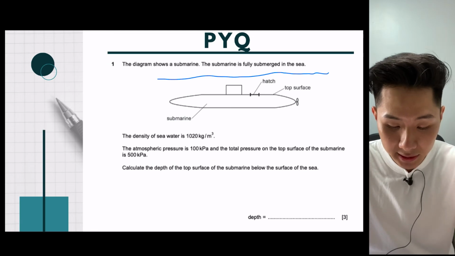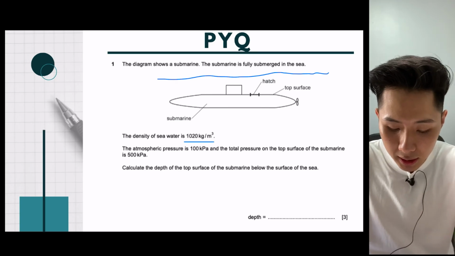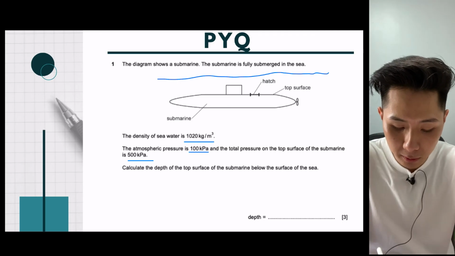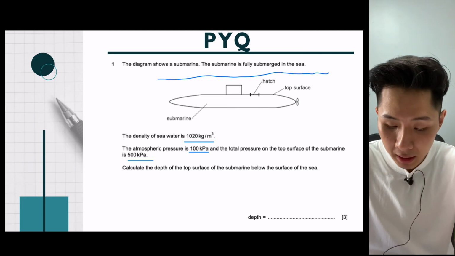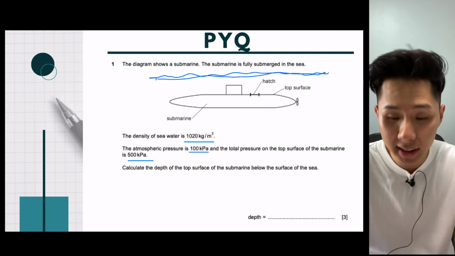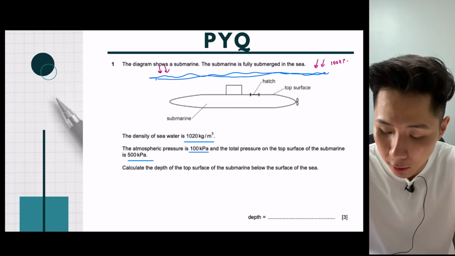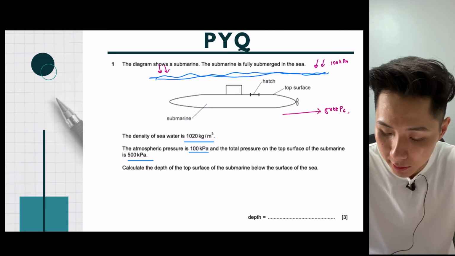So let's look into this last question here. The diagram shows a submarine, and the submarine is fully submerged in the sea. The density, let's underline the keyword, is 1020. Atmospheric pressure is 1000 kilopascal. And total pressure on the top surface of the submarine is 500 kilopascal. Calculate the depth of the top surface of the submarine below the surface of the sea. So I just draw a random wave here to show you where the sea is. They are basically saying that the atmospheric pressure here, the pressure exerted by the air, is 1000 kilopascal. And the total pressure here is 500 kilopascal.